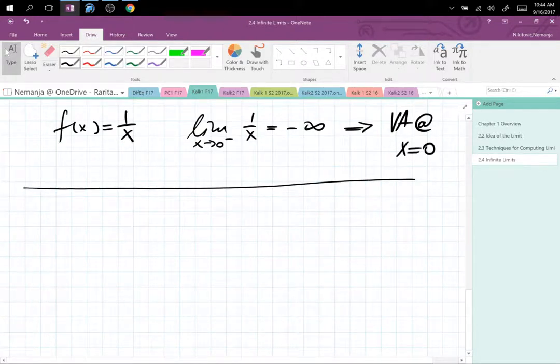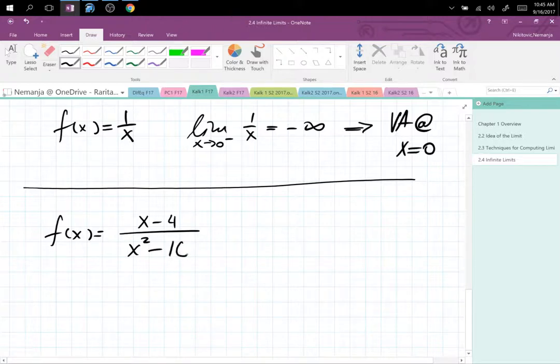Now, I will go back to the pre-calculus course and ask: x minus 4 over x squared minus 16. What's happening with our asymptotes? I'm asking about the asymptote situation. Do we have any asymptotes? If so, how many? And all of that stuff.